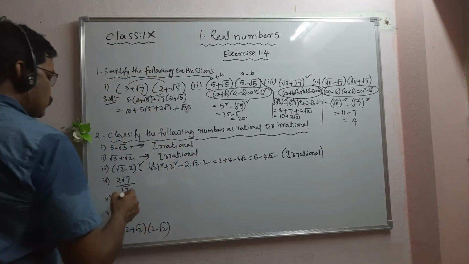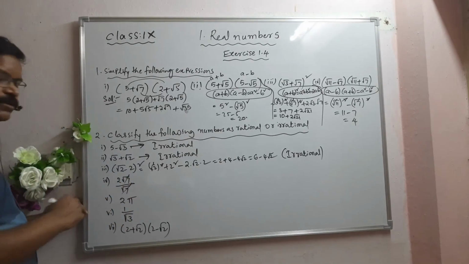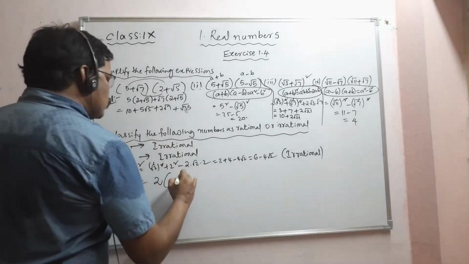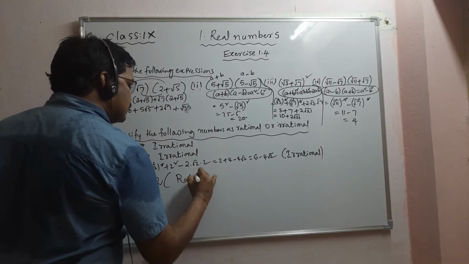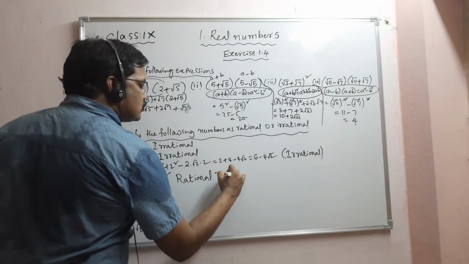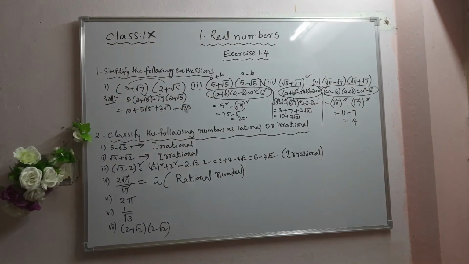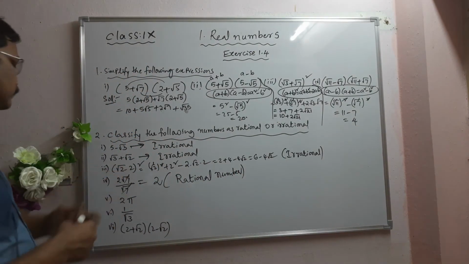2 root 7 by root 7, we can cancel root 7 and root 7. Finally this result is equal to 2. So 2 is rational number. 2 is rational. Why? 2 can be written as 2 by 1 or like that.